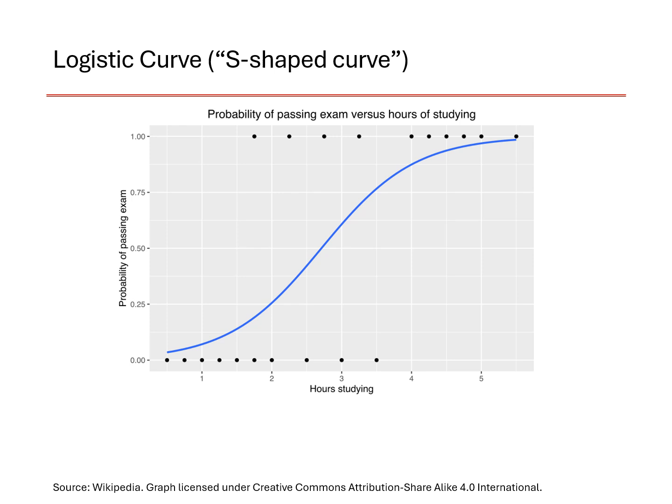You'll notice here on the bottom, towards the left, there are a bunch of dots in a line. Those are the people that failed the exam. On the top with the 1, you also see a bunch of dots.